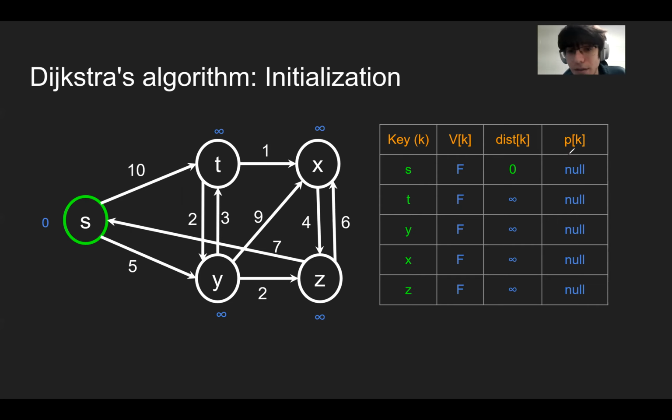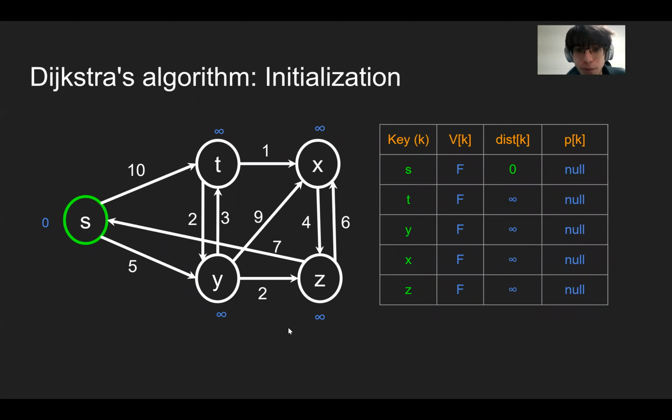And p sub k, that is the predecessor. The predecessor of S doesn't have one, because what comes before S in the path from S to S? Nothing. S is the first thing, so nothing comes before it. But in general, we're going to keep track of what comes before. Okay, so this is how we initialize it, and this is the graph we're going to look at.